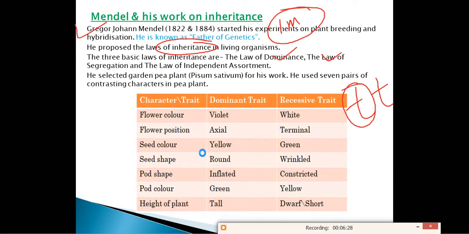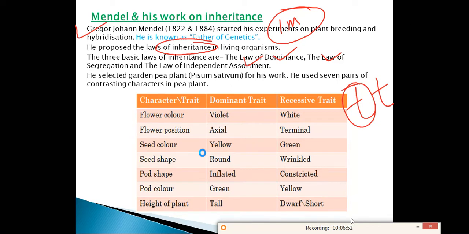Next, according to the law of independent assortment, what we have read is that genes found on separate chromosomes are inherited independent of each other. Now, you know that genes are present in the chromosomes, right? And they are passed on from the parent to their offspring. Independent assortment means they will not depend on each other. They will be passed on independently to the next generation.